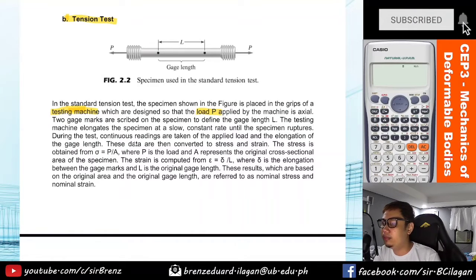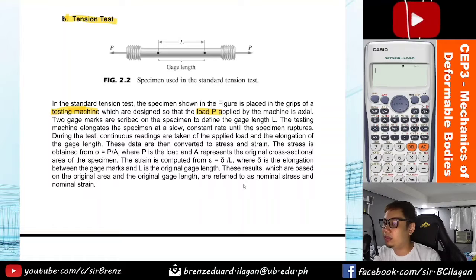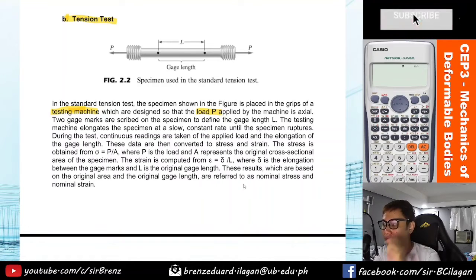The testing machine elongates the specimen at a slow, constant rate until the specimen ruptures. Unti-unti niyang ina-apply yung force, palaki nang palaki. Again, as we all know, yung stress is just equals to force over area. So, sa test na yun, may graph kasi diyan, ipa-plot mo yung strain versus sa stress. During the test, continuous readings are taken of the applied load and the elongation of the gauge length. These data are then converted to stress and strain.